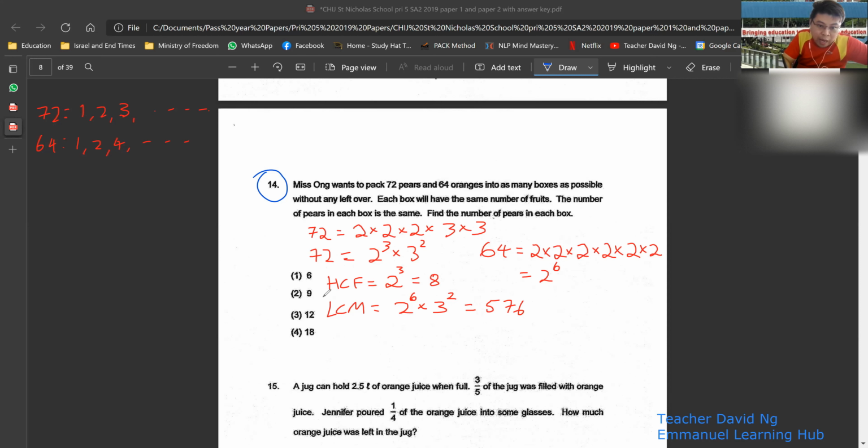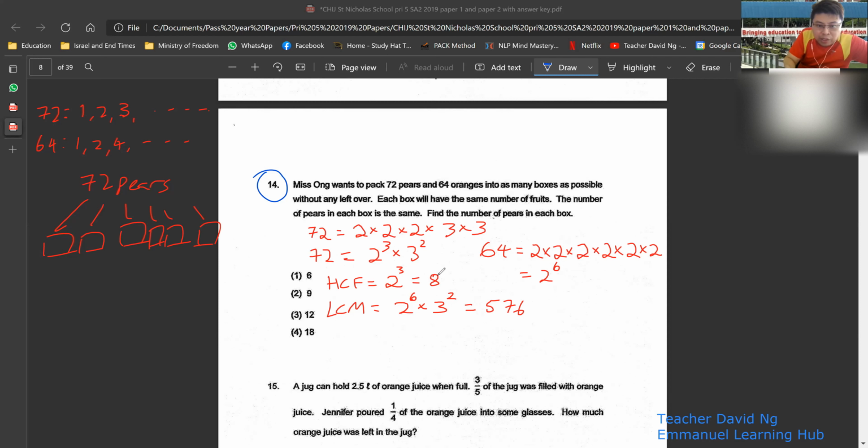Okay, so I got my LCM, HCF relatively fast. At least faster than your peers. Yes. So right now the question is how to make use of HCF, LCM to get my answer, right? Because they said that our friend Miss Ong packed 72 pairs into as many boxes as possible.